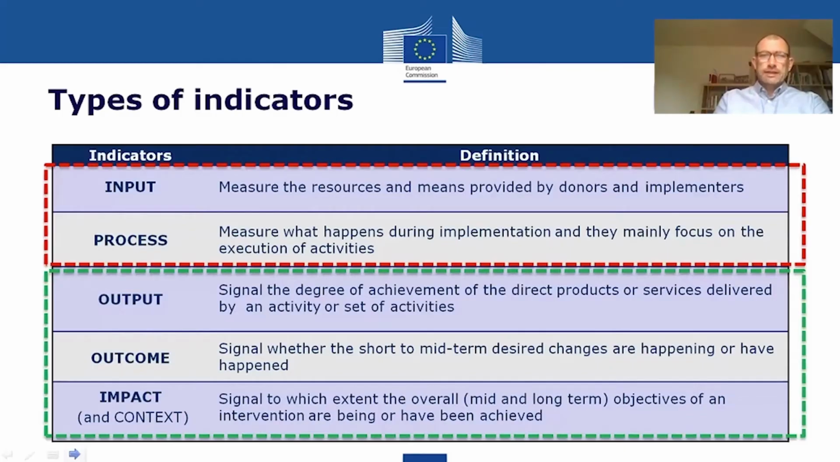Here there's a table and it shows you the different types of indicators which exist. On the left, we've got a title, and on the right, we've got a definition. These are all different types of indicators, and each indicator tracks a particular process or result which is relevant to our intervention. So the input indicator measures the resources and means provided by donors and implementing parties.